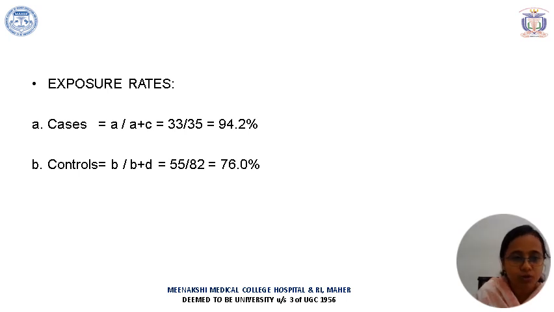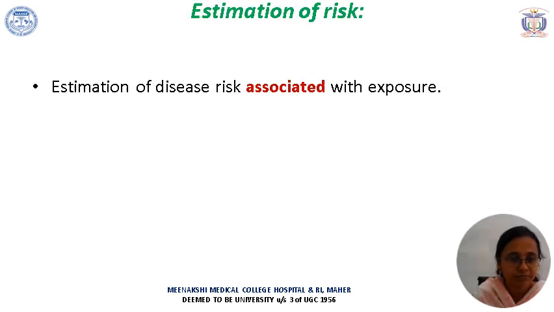Coming to the exposure rates, we have to calculate exposure rates for cases and controls separately. For the cases, the formula is A by A plus C, that is, exposure among cases divided by the total number of cases. So the percentage is 94% having exposure to smoking among the cases, and 76% in the controls.